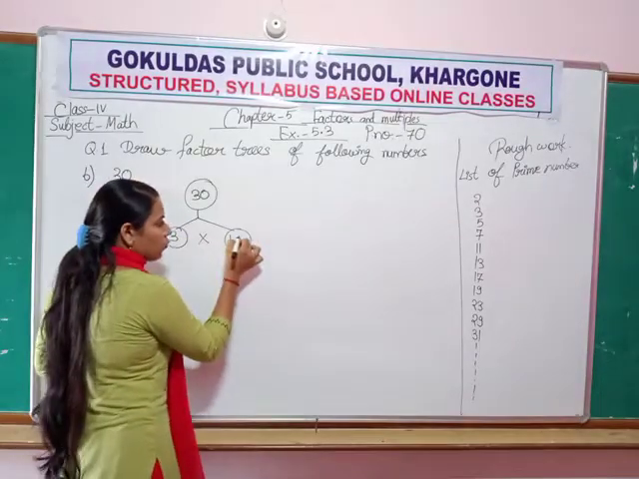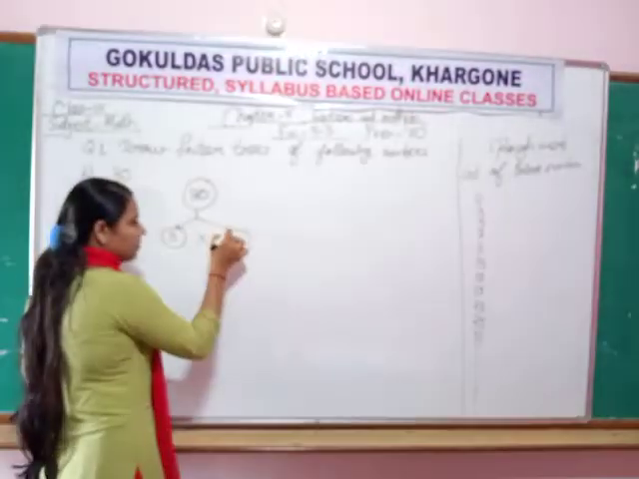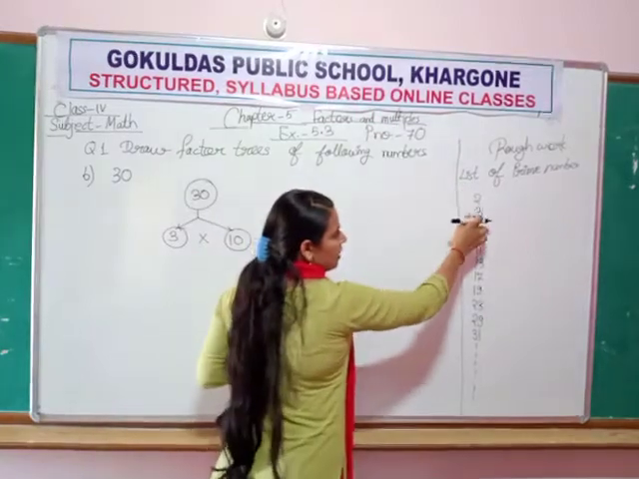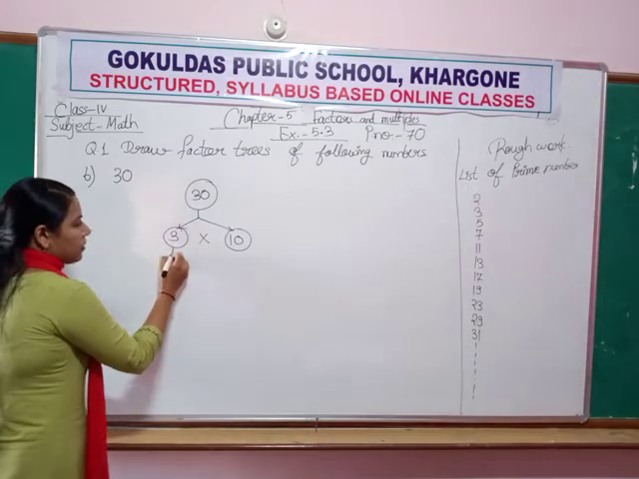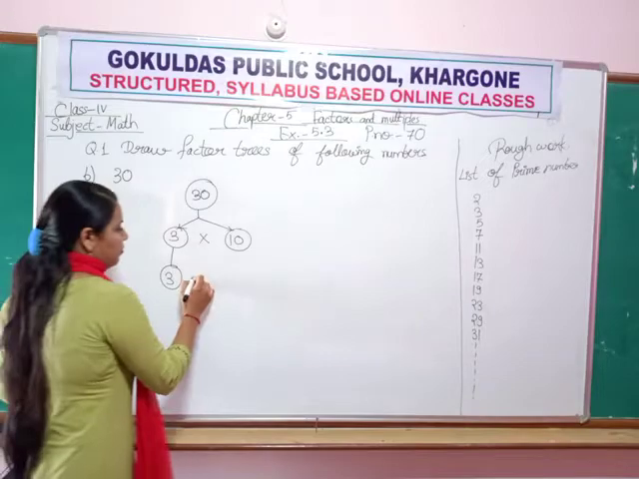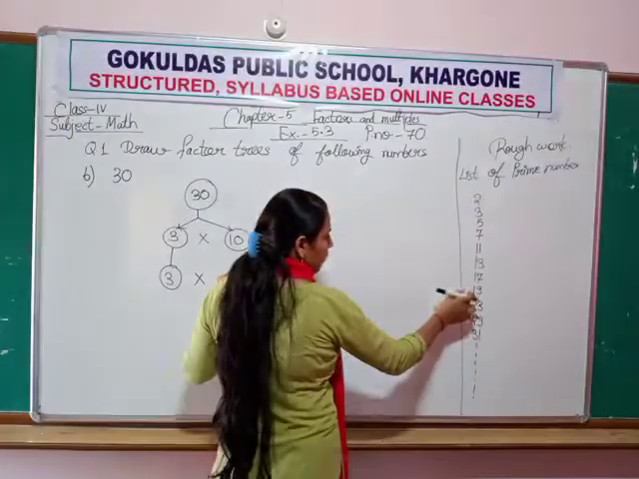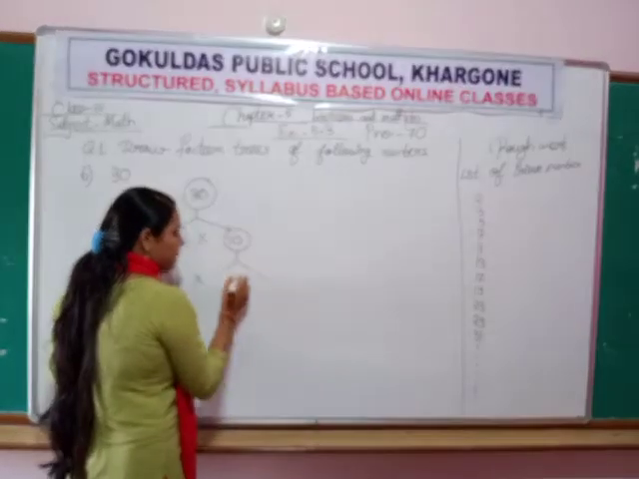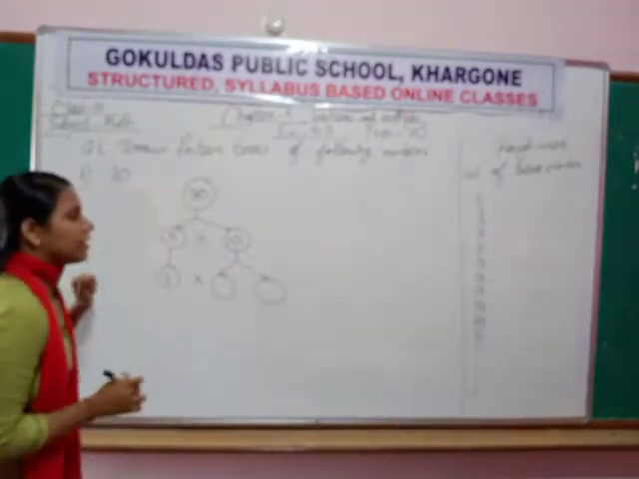So 3 into 10. 3 into 10 gives you 30, right? Now 3 is in the list of prime numbers, means 3 is a prime number, so no need to split it up. Bring down this 3 as it is, multiply sign as it is. Now 10 is not in the list of prime numbers, means we need to split it up in two parts, in two branches. Make two branches and split it up.